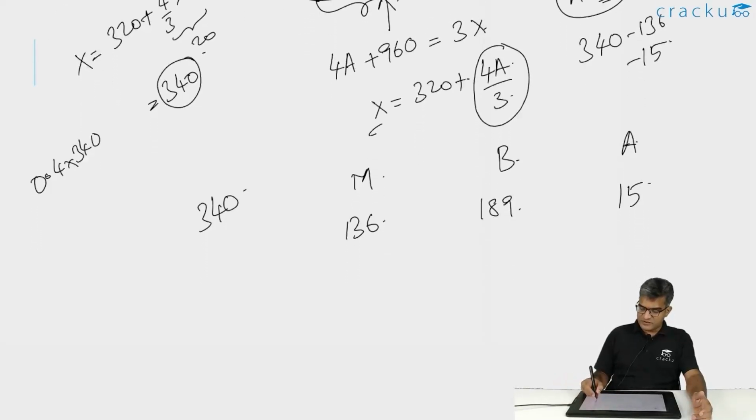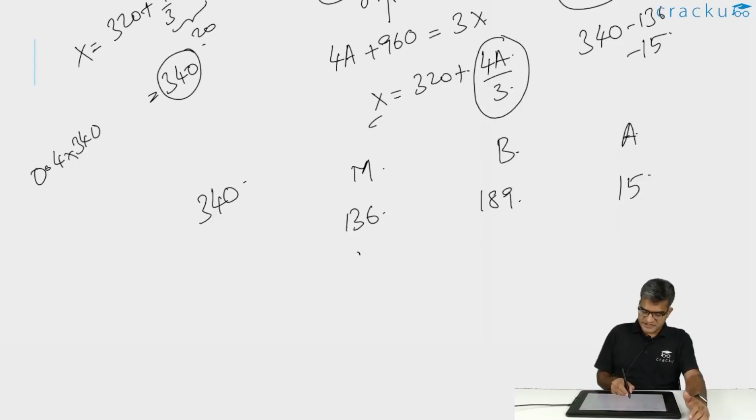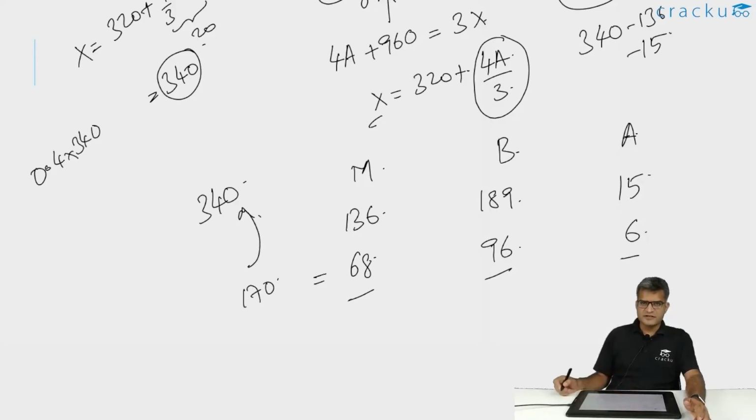What is the number of mangoes that are sold? Half of the mangoes were sold, which is 68. What is the number of bananas sold? 96 bananas were sold. What is the number of apples sold? 40% of the apples were sold, which will be equal to 6, which is 0.4 into 15. So the total number of fruits that are sold is 68 plus 96 plus 6, which is 170. This is exactly half of 340. So there is no contradiction.